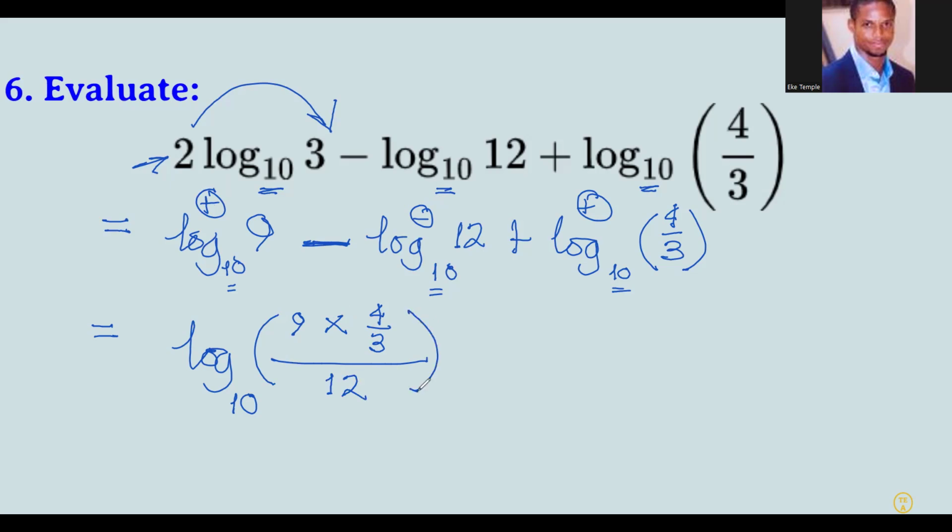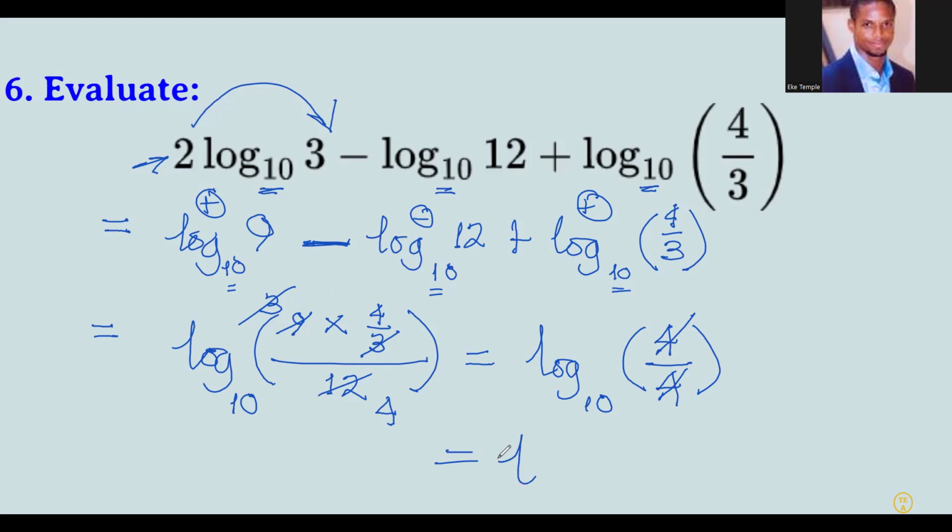And now let's simplify this. Let's get this 3 out of the way. 3 can divide into 9, so we have 3. And that resulting 3 can divide into 12, that's 4 times. And now, what does this mean? We have log to base 10 of, in the numerator, surviving figure there is 4, divided by, in the denominator, of course, 4. And once again, 4 can divide into 4, leaving 1. So this is log to base 10 of 1.